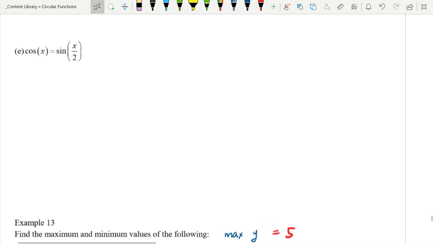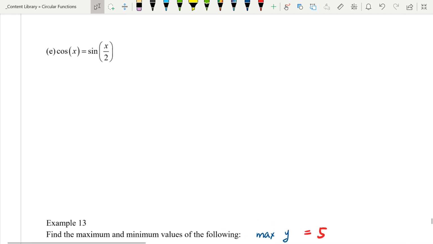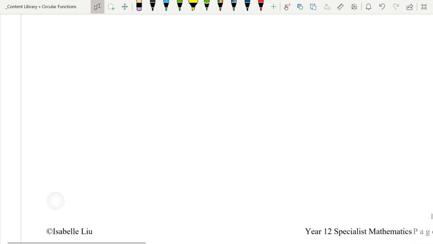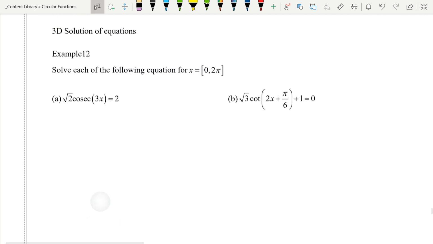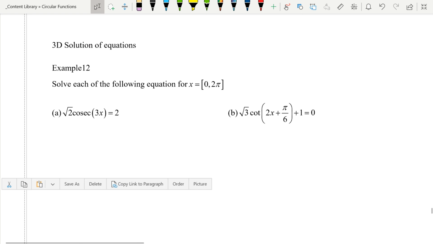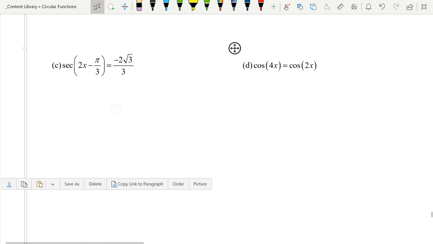E. Okay, I'll do both D and E. I'll do D first. For A, B, C, you just need to make the reciprocal, like cosec becomes 1 over sine and solve for the sine function, and cot becomes 1 over tan, solve for the tangent function. So whatever you solved before, you solve the same way. You just need one more step to make it the reciprocal function first.